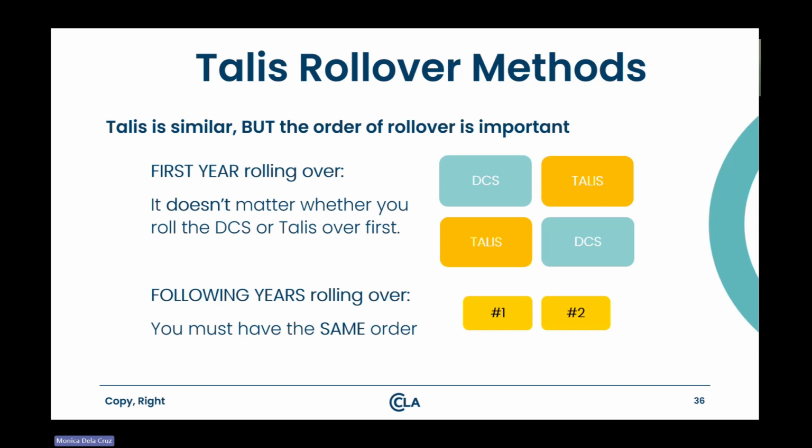As for TALIS rollover methods, TALIS is a very similar process, but the order of rollover is very important. So if, for example, you rolled over on the DCS first, then TALIS, then in the following years, you must roll over in the same order. So DCS, then TALIS again. As with Ex Libris Leganto, I do recommend going over to the TALIS website just to double check DCS integrations and rollover processes on there, as they do have some very good information there if you need more help on the matter.